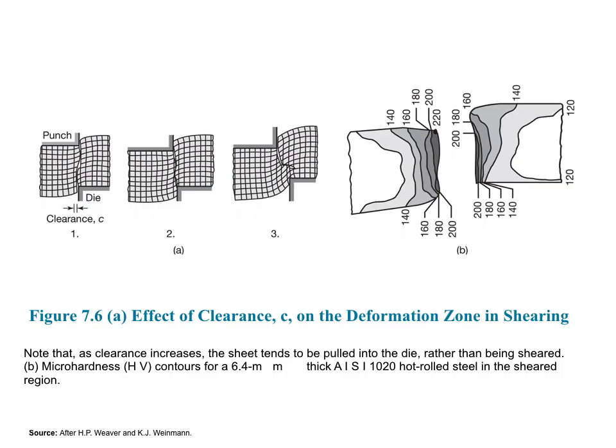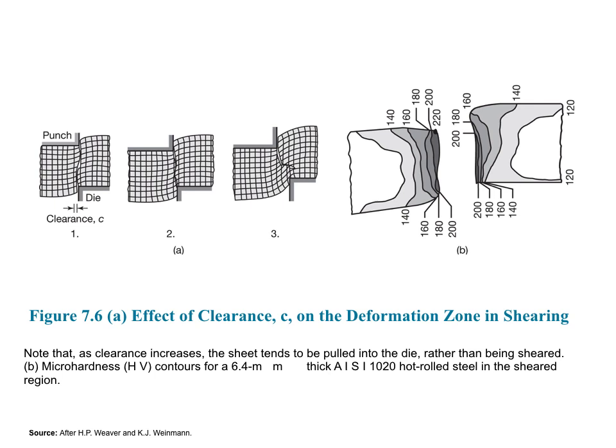Next, the thing that we see here is the effect of clearance. You can see here clearance C is very small. In the second one, it has slightly increased, and in the third one, it has increased drastically. Now, you increase the clearance for thicker material, but what do we see? That the sheet tends to be pulled into the die rather than being sheared when the clearance is increased.